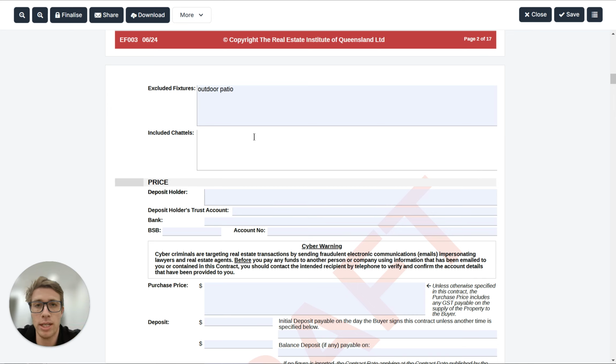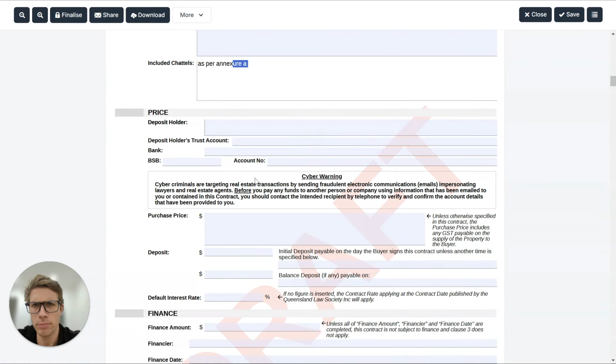Included chattels, so that's going to include stuff like the dishwasher. If you're going to leave the washing machine there, if you're going to leave any furniture there, if someone's buying the property with all the furniture in it, that all has to be listed in the chattels there. Or there can be an extra attached. So let's say, as per Annexure A, we could have a document called Annexure A attached to this contract that will have the list of all the stuff that's in the house, because you're obviously not going to fit a whole property's worth of stuff in that little box there.